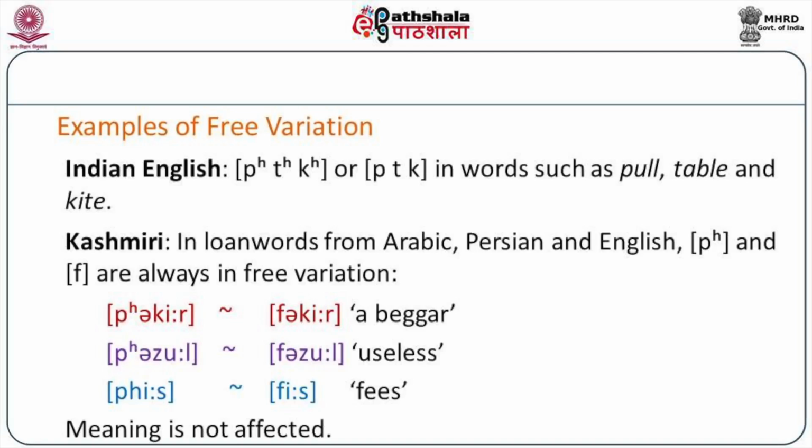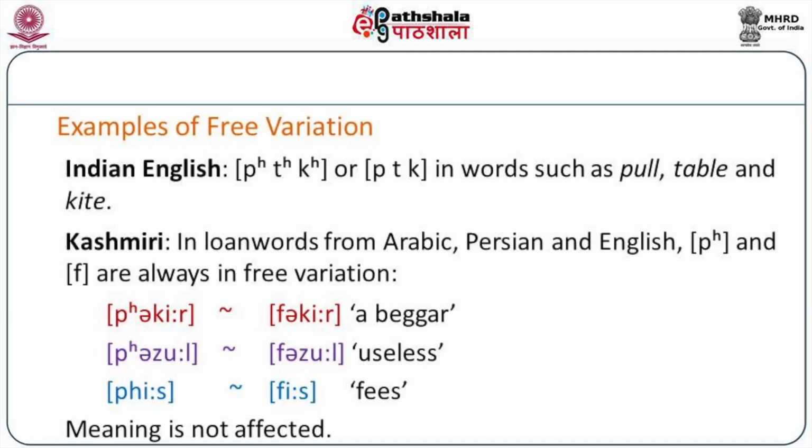Now we understand that there is no restriction on free variation of aspirated and unaspirated consonants, which means that the free variation is everywhere. The two sounds are also phonetically similar, and they are thus allophones of a phoneme in Indian English. Another set of data from a language, Kashmiri, is found in the variation between the aspirated plosive p and the voiceless fricative f.